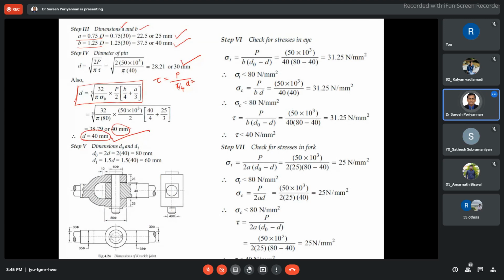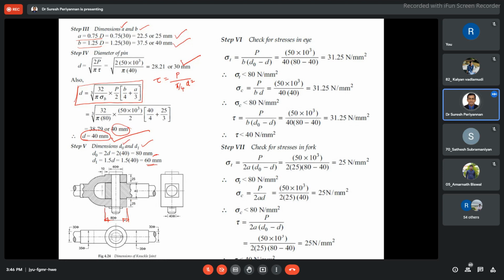Now the dimensions of D0 and D1. What is D0? This is the outer diameter of the fork or eye. D1 is the pin head diameter. D0 is equal to 2D, which is 80 mm. The pin head is 60 mm. Now all the dimensions we have found, and you have to draw clearly and point out each component's dimensions in your figure.